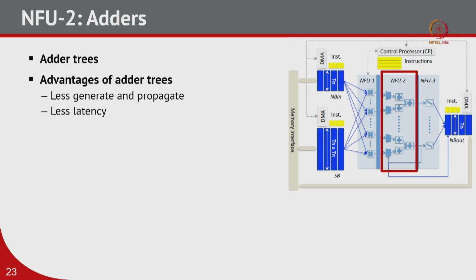Now, the second neural functional unit is the adder. The adder here is not a basic adder; rather they have implemented it using an adder tree. One advantage of an adder tree is that it has less generate and propagate, so it has less latency. Adder tree is very common in digital circuits when we have to add many numbers, right.